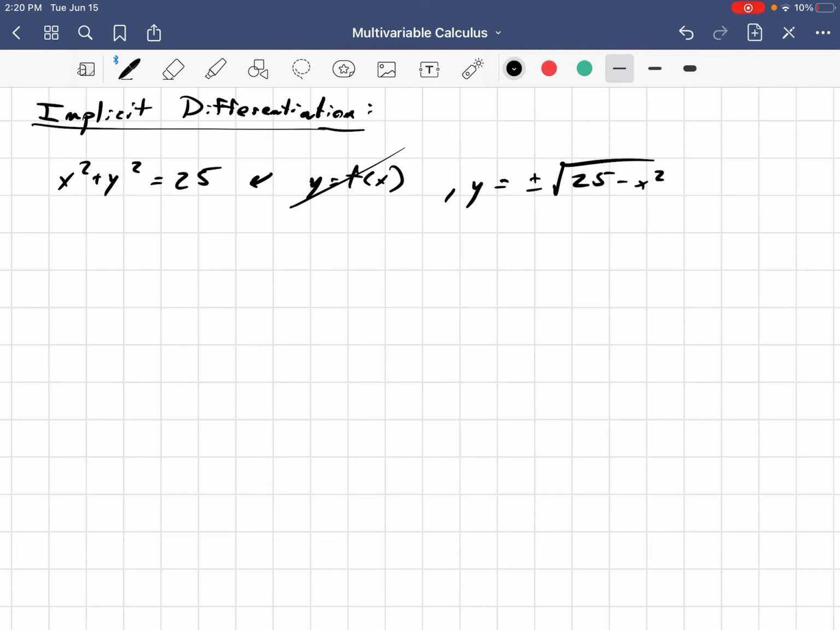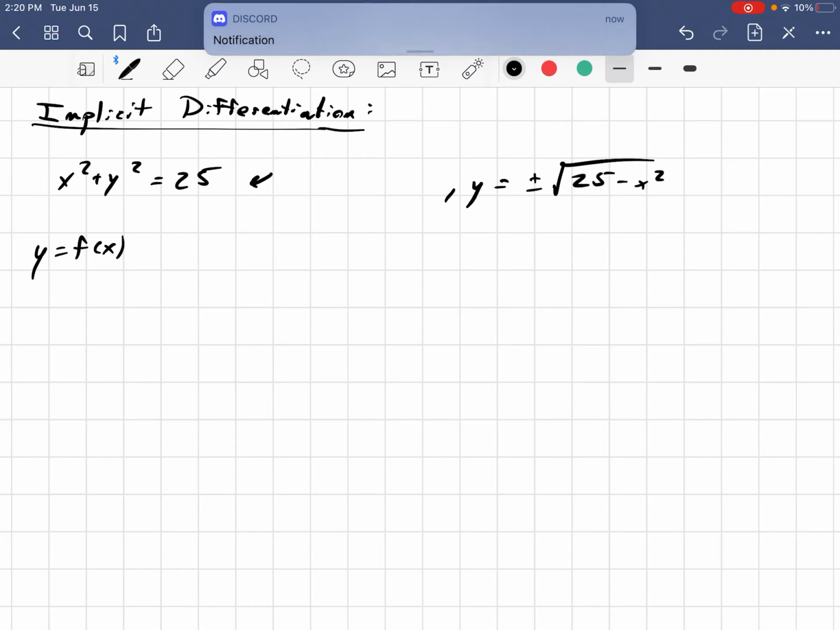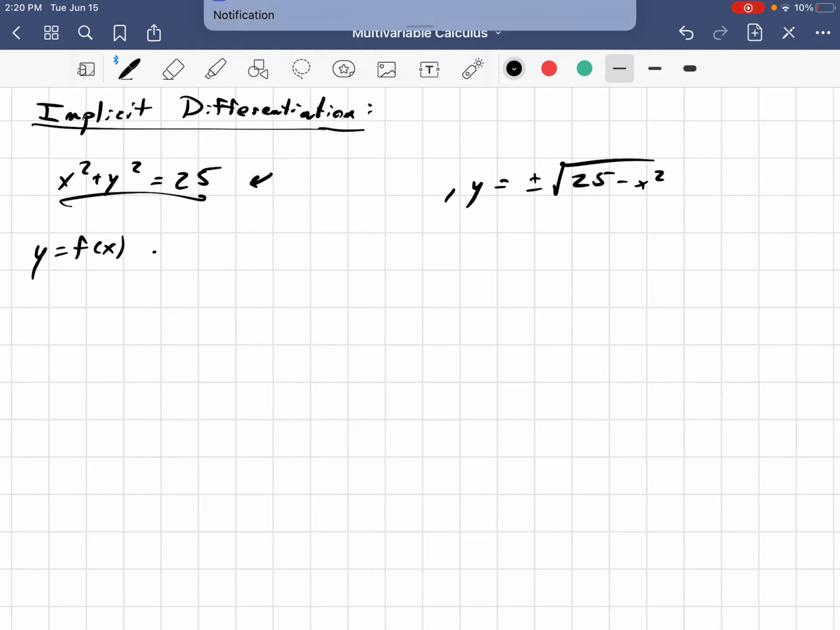Now I want to turn to a neat trick that's mentioned in multivariable calculus using partial derivatives for implicit differentiation. So the way we really think about it is, normally we have y equals f of x, a single variable function. What we're going to instead imagine is that this here is a level set of a higher dimensional function.